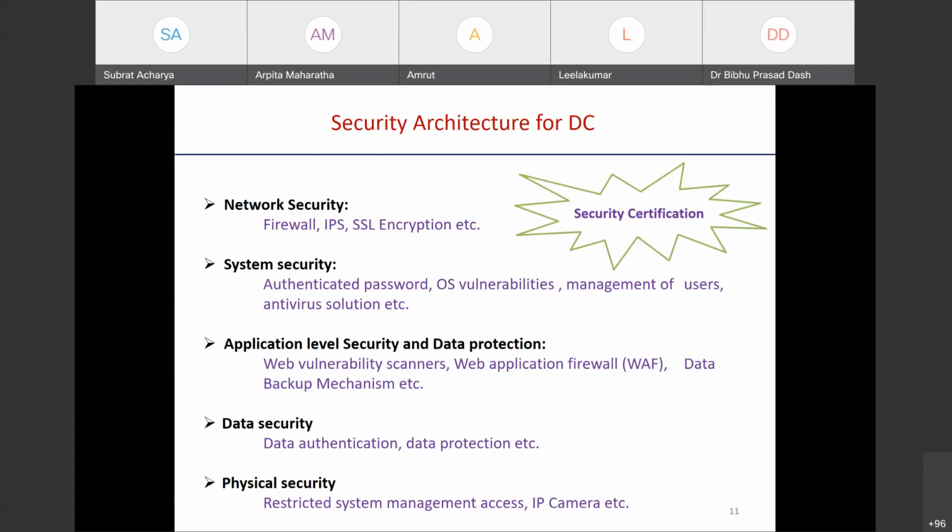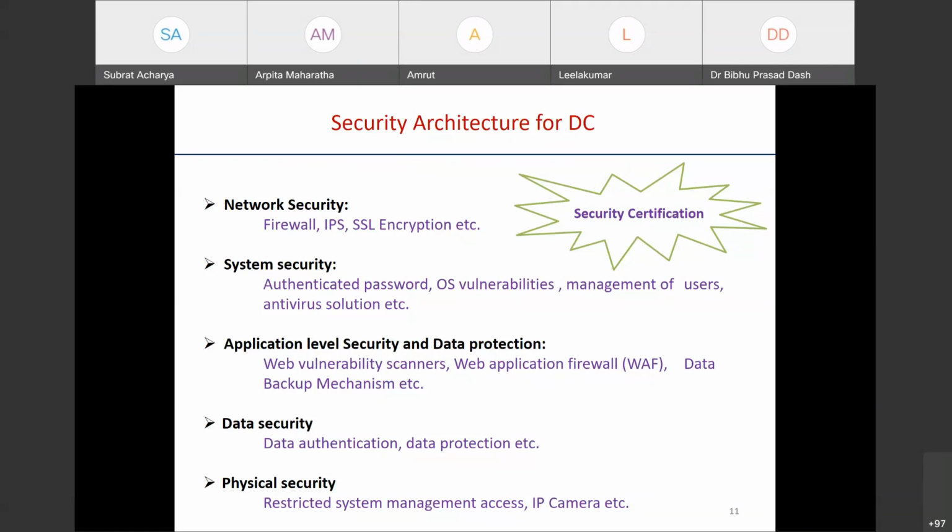As we know, security operations happen at the network level, then the system security level, then the application security level, then the data security level, and of course physical security is also one of the parameters. So these are the sources of information where we have to feed data to this model. Let us start one by one.